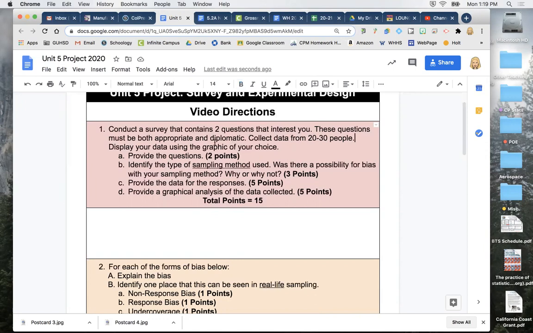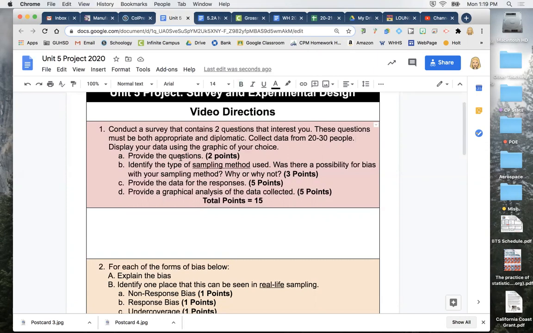So you are going to ask these 2 questions, and then you're going to use a graphic display of your choice. So you're going to first, in A, provide the questions. I might ask, what is your favorite type of animal? Or what are your feelings about going back to school? And you're going to find some way to display your data using some kind of graphic of your choice.